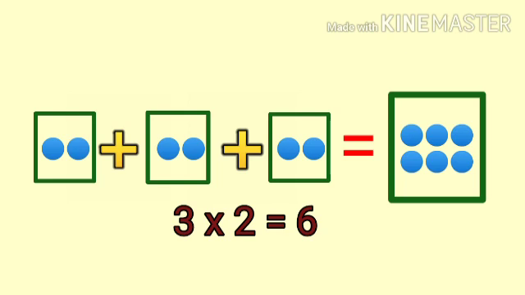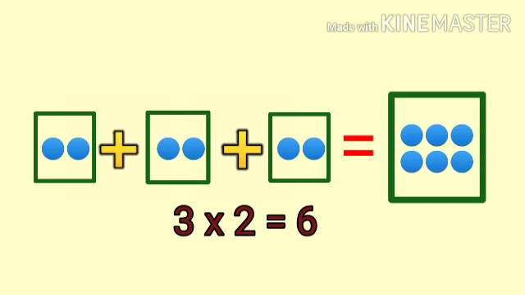Here 3 represents 3 groups or 3 boxes and 2 represents the number of dots in each box. Here we have 3 boxes and each box has 2 dots. So we are using 3 twos or 6.